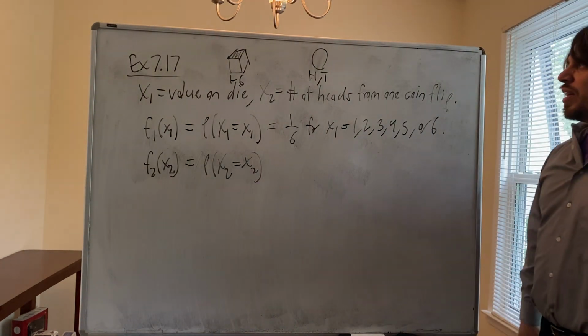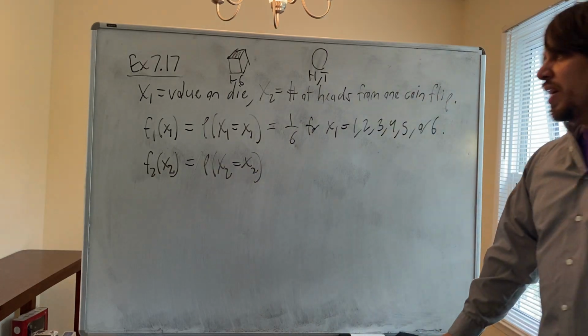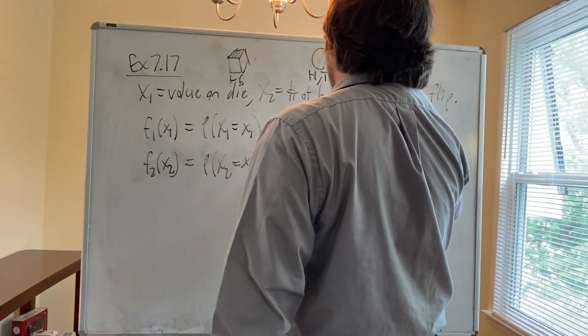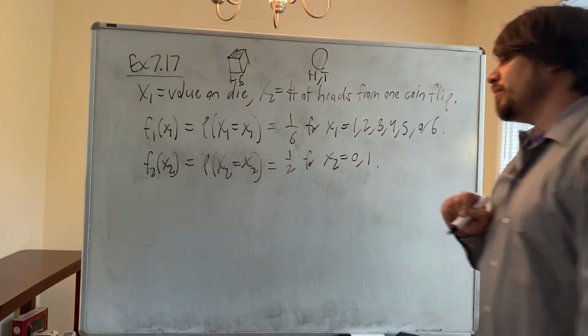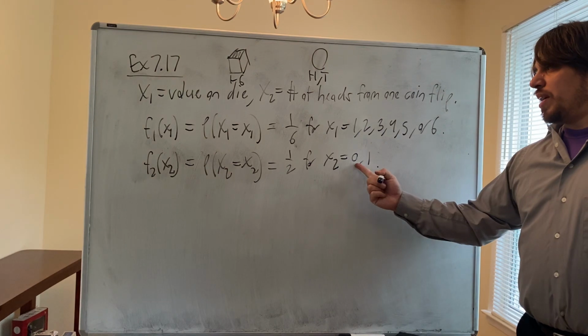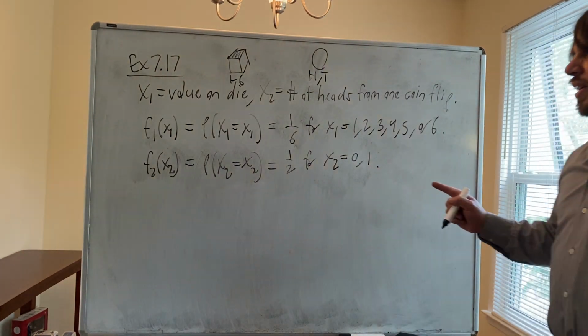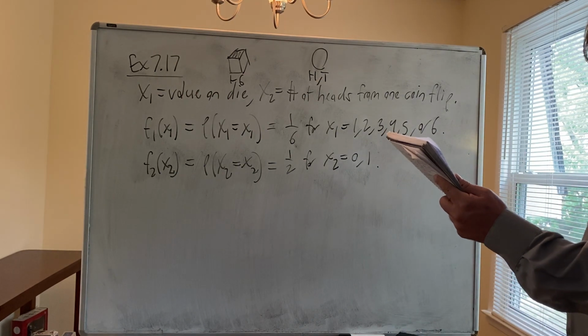And so the probability of one head is 1/2. The probability of 0 heads is also 1/2. So the probability that capital X2 is equal to little x2 is 1/2 for x2 equal to 0 or 1. Right? The probability that there's 0 heads is 1/2, and the probability there's 1 head is 1/2 from one coin flip. Okay, so now we have f sub 1 of x1 and f sub 2 of x2.